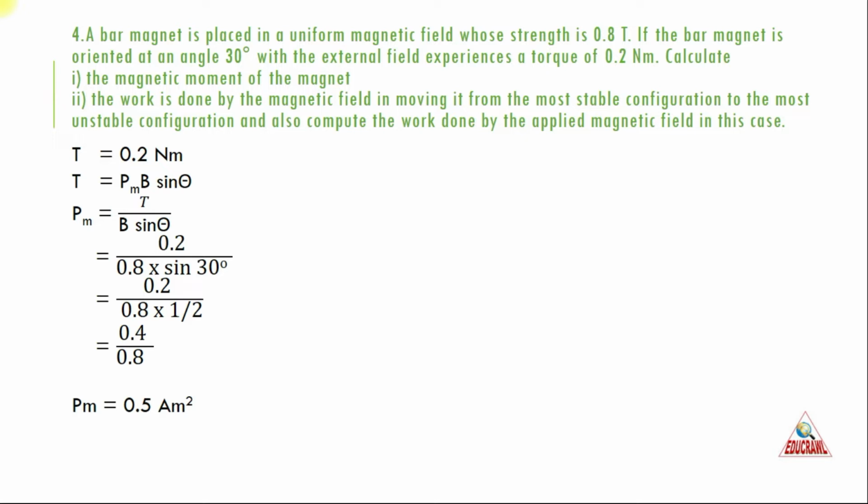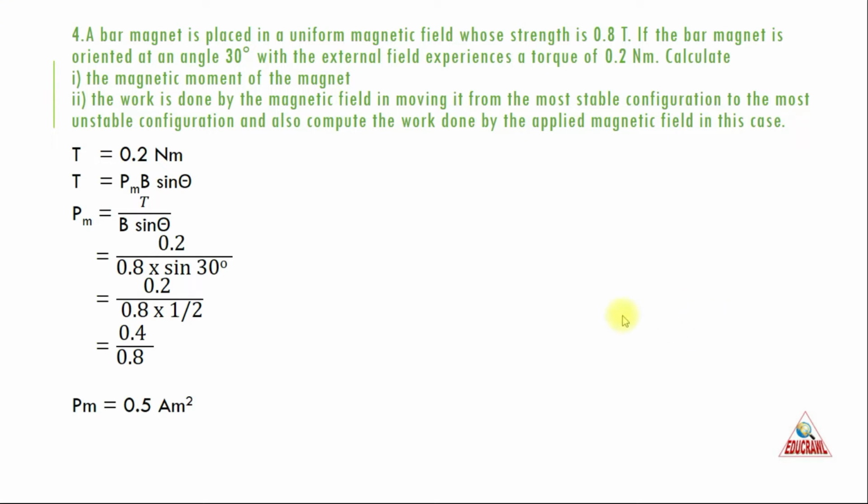Substituting the T value, B value and theta value, we get the expression as 0.2 divided by 0.8 into sin 30. Sin 30 we know is 1 by 2, it is 0.5. Substituting in this equation and simplifying, we get 0.1 divided by 0.2, which is equal to 1 by 2, which is nothing but 0.5 ampere meter square. So the dipole moment value is 0.5 ampere meter square.